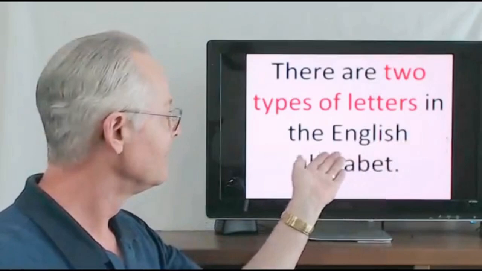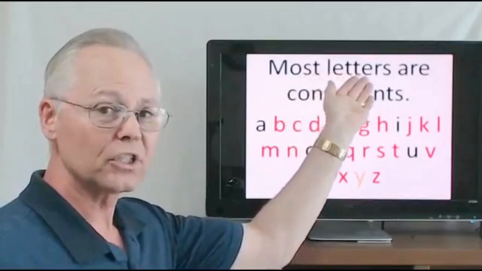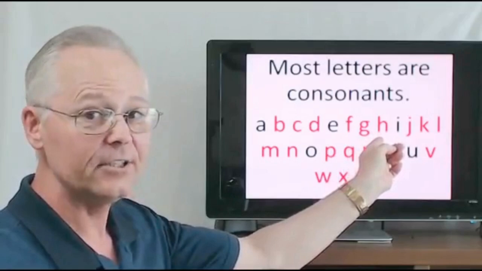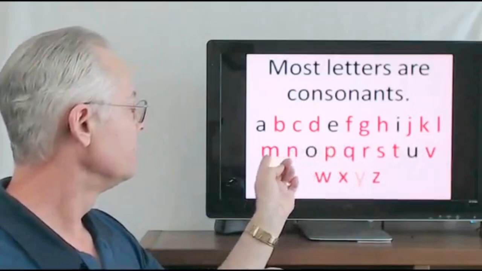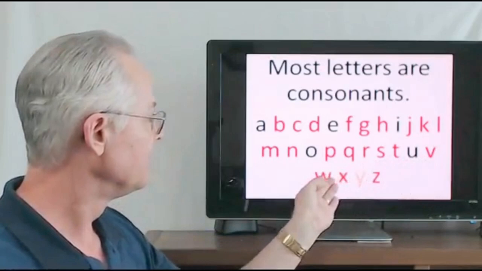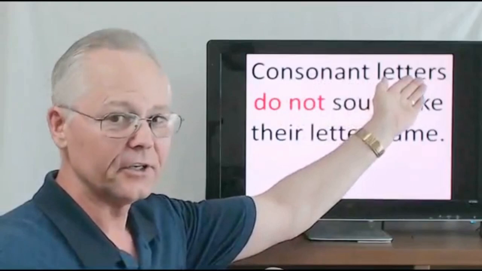There are two types of letters in the English alphabet: consonants and vowels. Most letters are consonants. B, C, D, F, G, H, J, K, L, M, N, P, Q, R, S, T, V, W, X, sometimes Y, and Z. Consonant letters do not sound like their letter name.